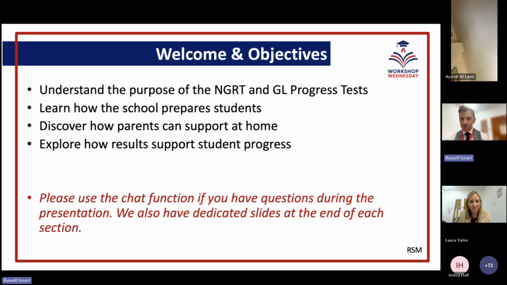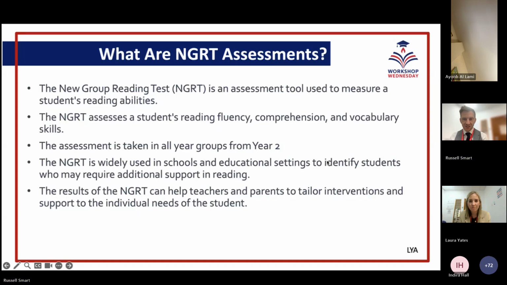As I've mentioned, you're on mute this morning, but please do use the chat function. We're operating on 2 devices, so Laura can see all the questions coming through. If the question is relevant to stop and answer at that point, we certainly will try to do so, or we might try and group questions together and answer them as and when we know we're going to cover it on the slides as well. So I'll hand it over to Laura to start with, who's going to talk to you about the NGRT assessments for years 2 up to 6.